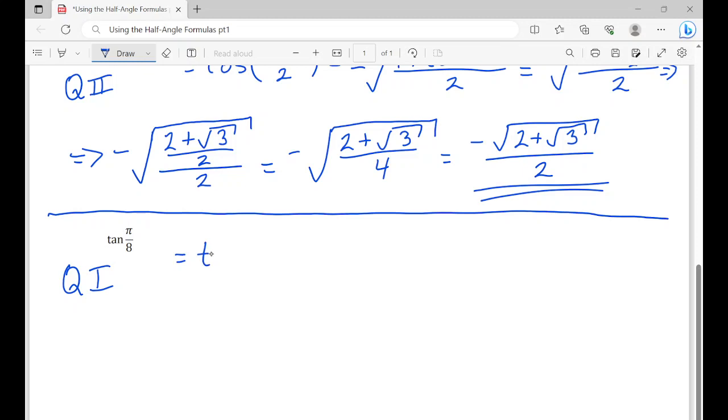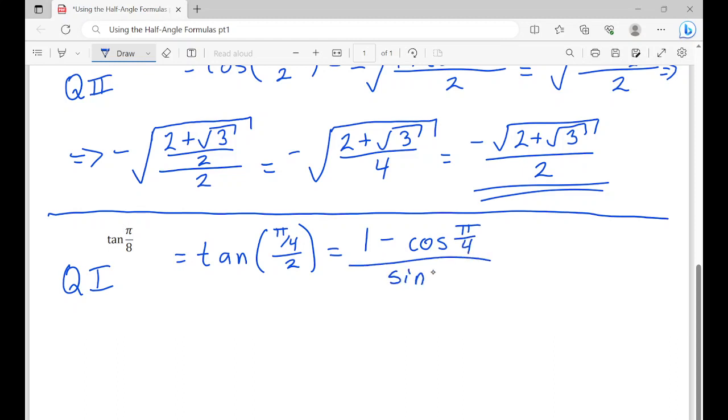So tangent of, and I need to get it to be in the correct form of something over 2. So this is going to end up being pi over 4 over 2. And now I'm going to plug this into my half angle formula for tangent, and I'm going to get 1 minus cosine of pi over 4 all over sine of pi over 4. And when I simplify this down, 1 minus cosine pi over 4 is just root 2 over 2, and sine of pi over 4 is also root 2 over 2.